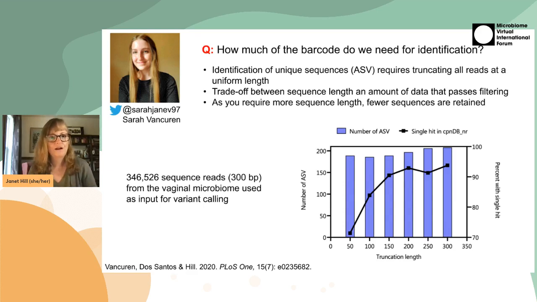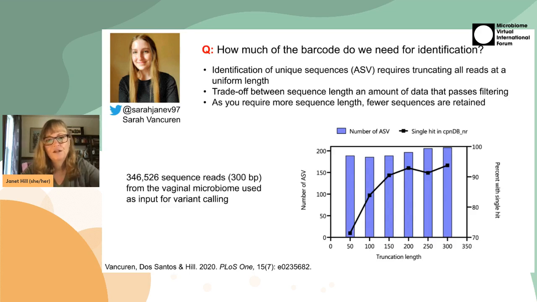And we know there's a trade-off between sequence length and the amount of data that passes filtering. So if you require a longer sequence, you're going to retain less of your data. So Sarah took several 100,000 sequence reads, all high quality at 300 base pairs from the vaginal microbiome, a community that we work on a lot. And she used that as input for variant calling.